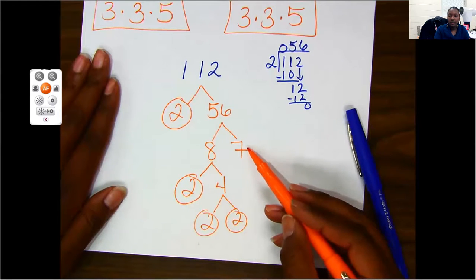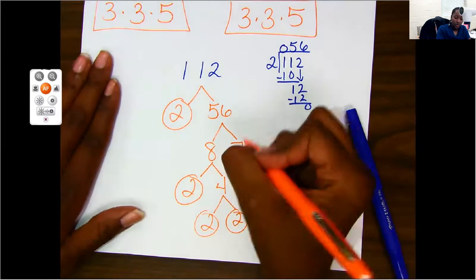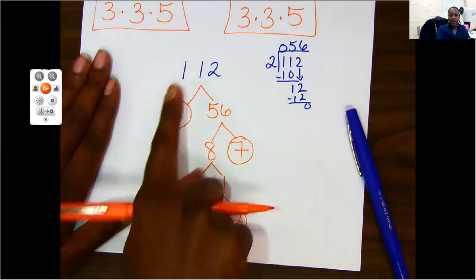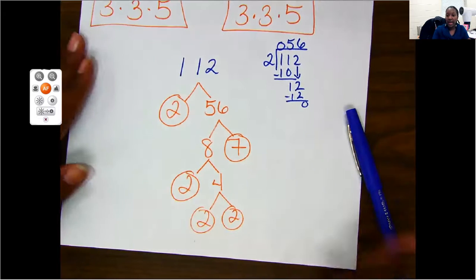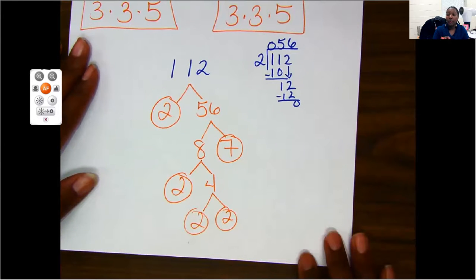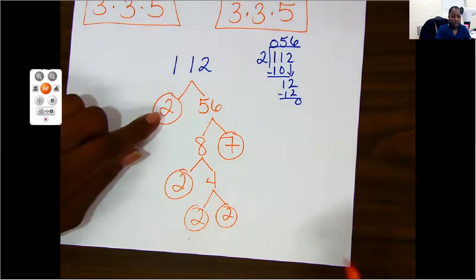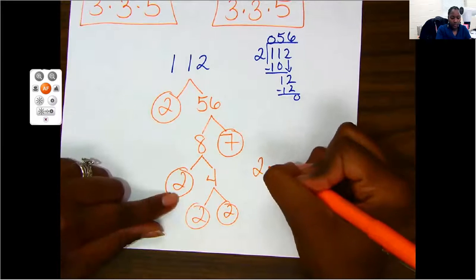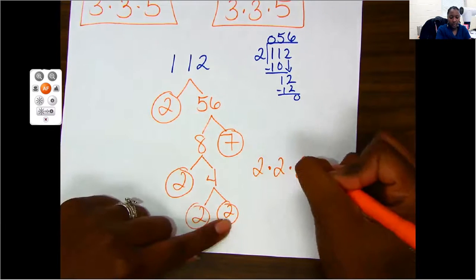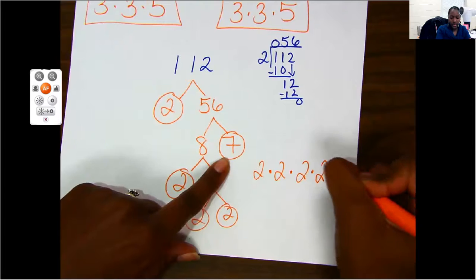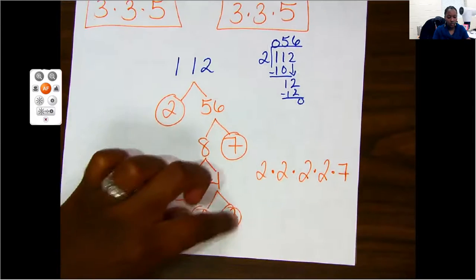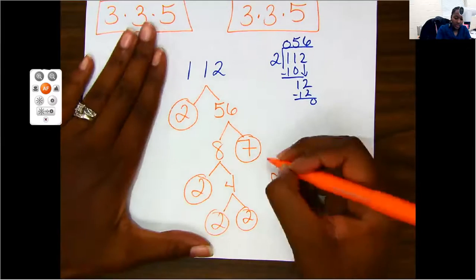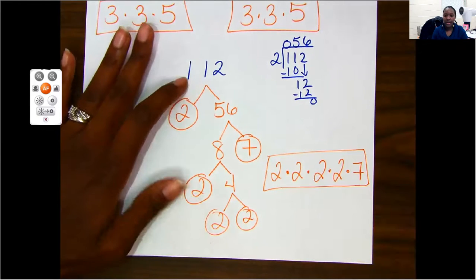Now I'm going to look over here at the 7. What times what will give me 7? If you said 1, you're correct. Remember, 1, I'm done. So I'm going to circle that. So these are the factors of 112, but I'm not done. I have to write it out, separating them by multiplication symbols. Remember, go in order. So when I mean order, I mean least to greatest. So 2 times 2 times 2 times 2 times 7. Let's make sure. 1, 2, 3, 4, and then a 7. So these are the factors of 112.